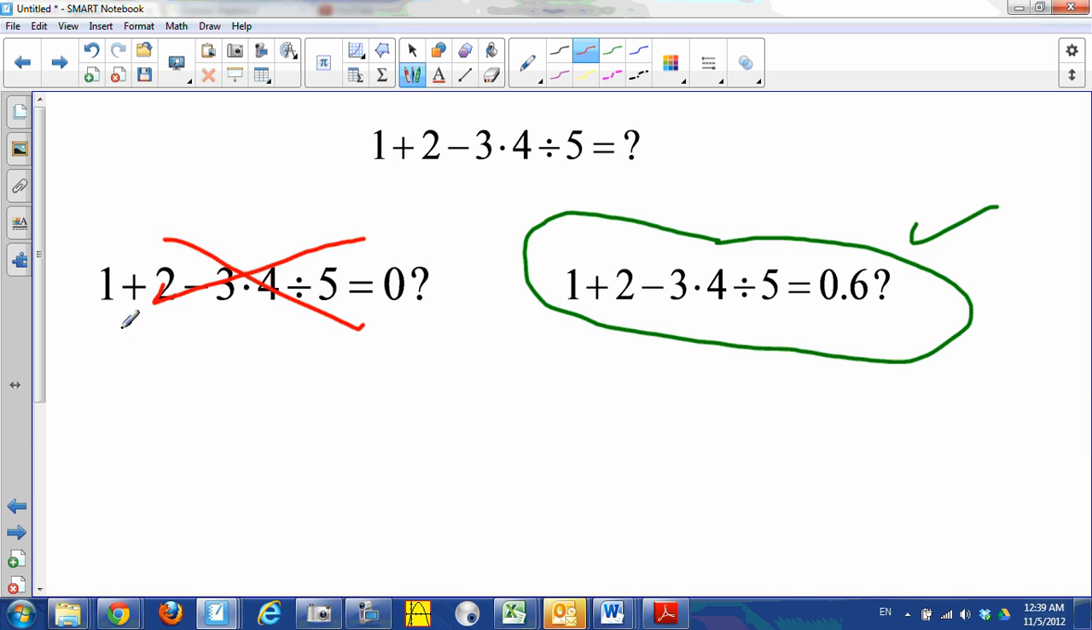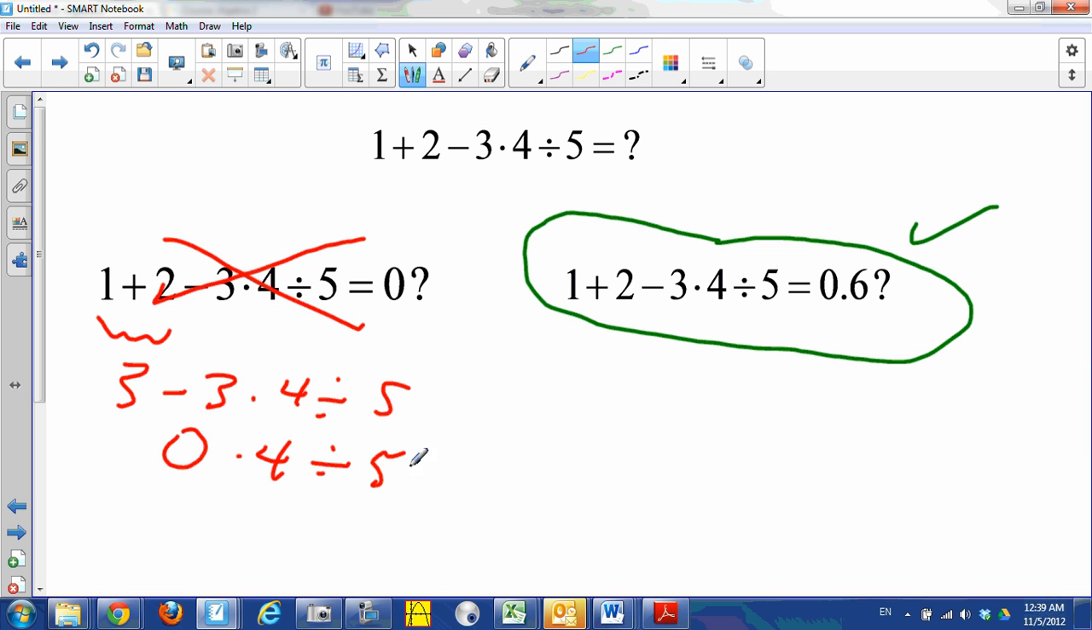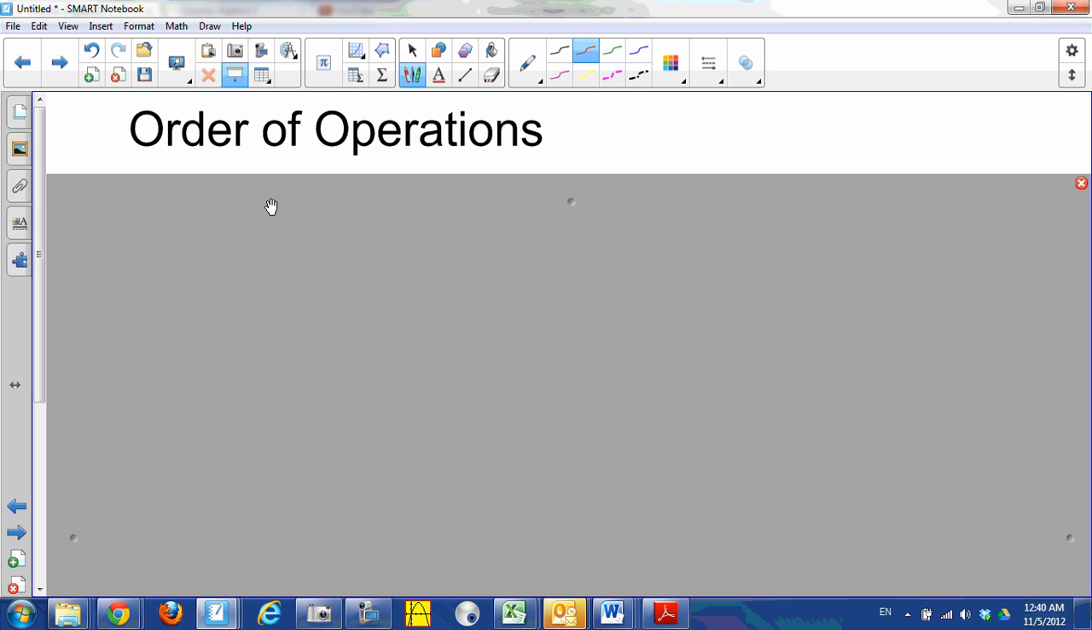Well, where did this answer of 0 come from? Well, it came from 1 plus 2 is 3, so 3 minus 3 times 4 divided by 5. 3 minus 3, that's 0 times 4 divided by 5. Well, 0 times 4, that's 0 divided by 5, and 0 divided by 5 is 0. Now, I'm going to explain in a moment where this 0.6 came from, which is actually correct. It's because of the rules that we have to play by in algebra.